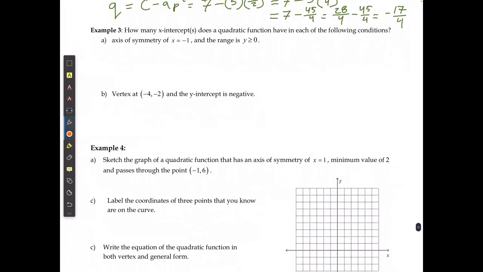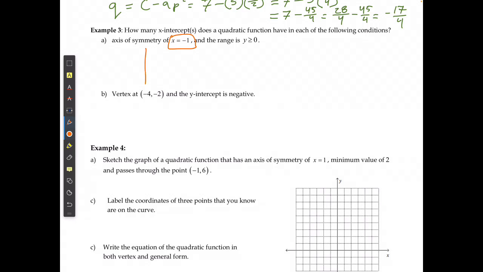For example 3, how many x-intercepts does a quadratic function have in each of the following conditions? So in the first case, I have an axis of symmetry where x is equal to -1, and my range is y is greater than or equal to 0.